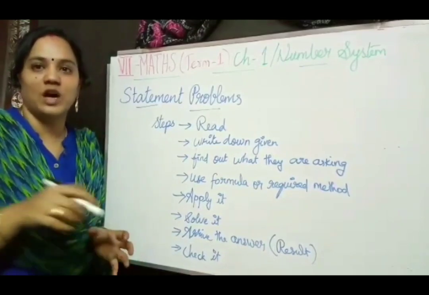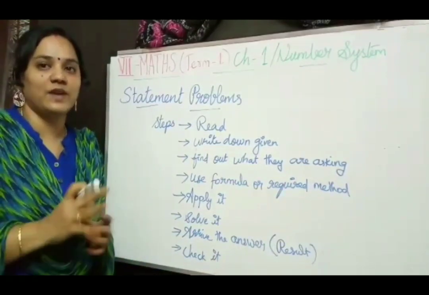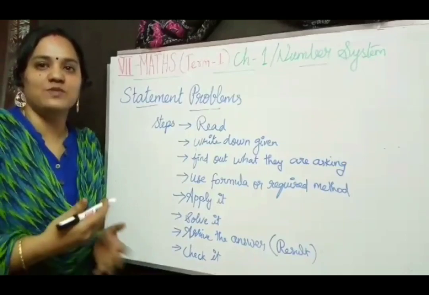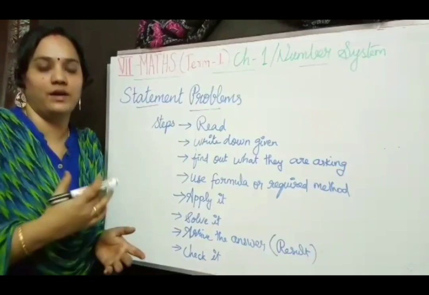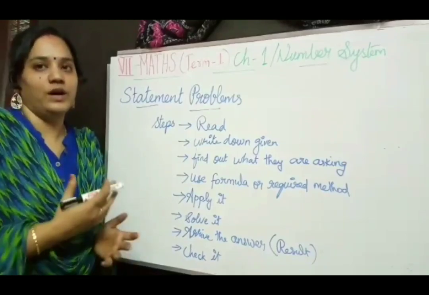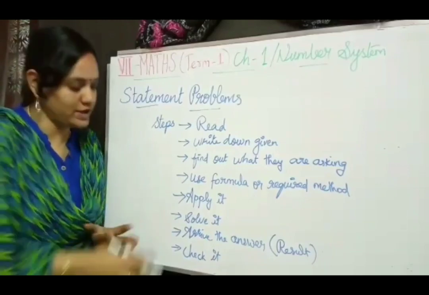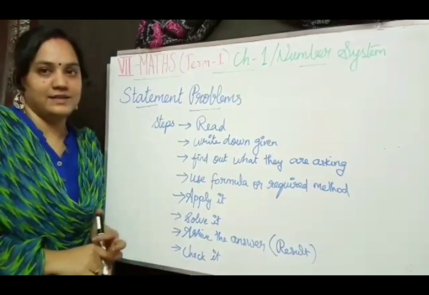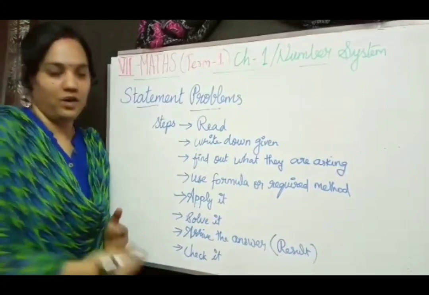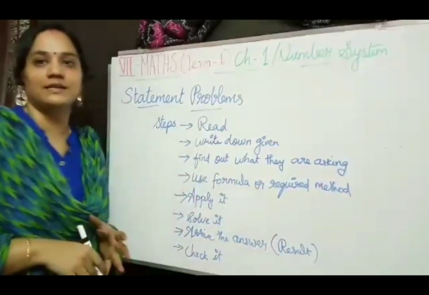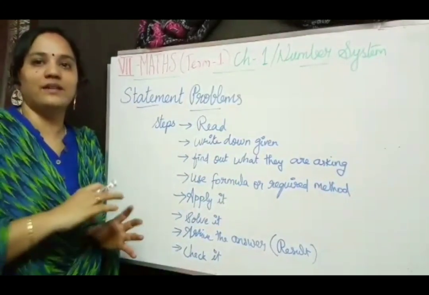Solve it. Solve it means solving. If we have to add, we can add. 4 plus 8 means we can add 4 and 8 together. That is known as solving. Solve it. Arrive at the answer. Arrive at the answer means the final answer. Otherwise, I have written result in the bracket, so you can write the result.